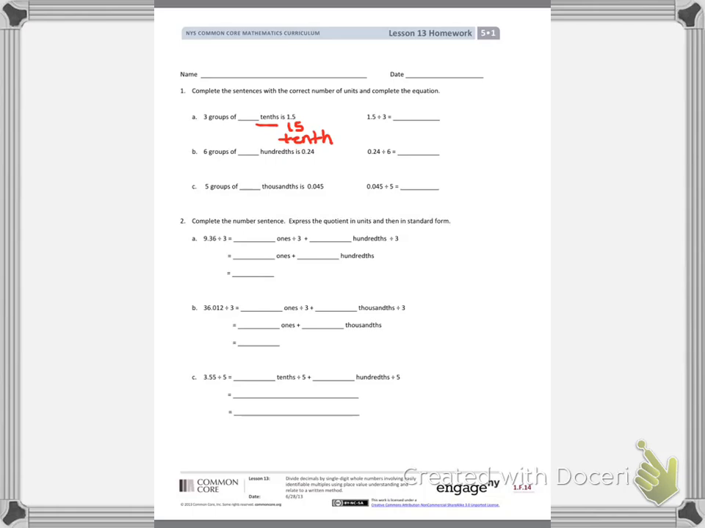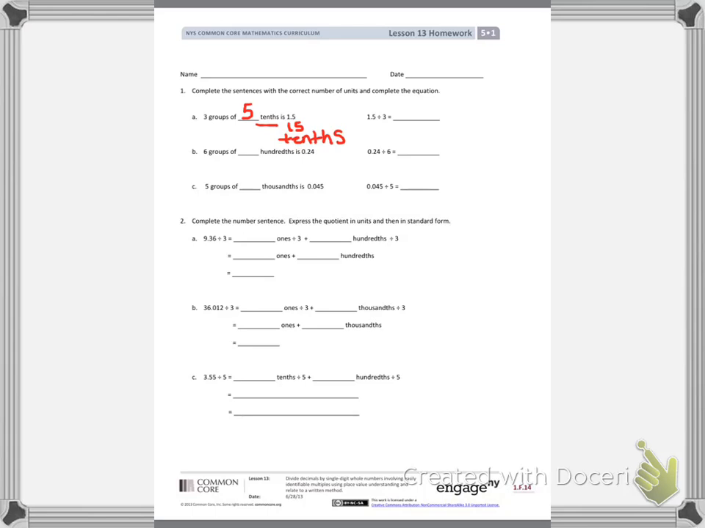So now we just need to think to ourselves, 3 times what number will give us 15, or 15 divided by 3? If I do it either way, 3 times 5 is 15, or 15 divided by 5 is 3. So 3 groups of 5 tenths would give us 15 tenths.